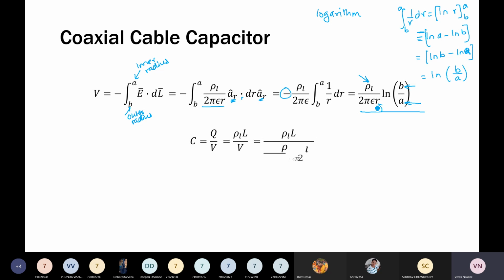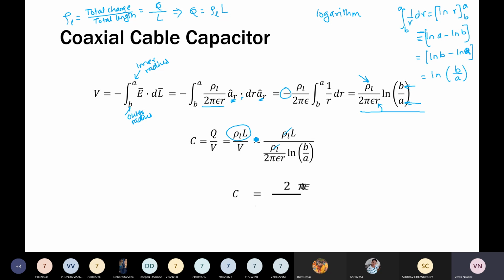OK. So we know that C is equal to Q upon V. So Q is nothing but rho_L into L, because we know that line charge density is equal to total charge upon total length. So total charge is Q, total length let us assume L. So we can say that Q is equal to rho_L into L. And we already have the expression for V, so put it up. rho_L will cancel out. The 2 pi epsilon will go to the numerator and we will have the value of capacitance as 2 pi epsilon L upon ln of b upon a.